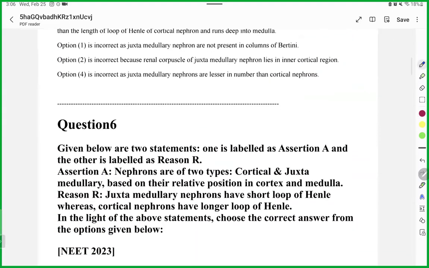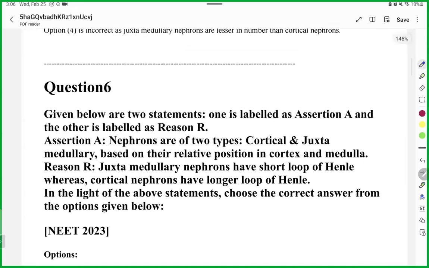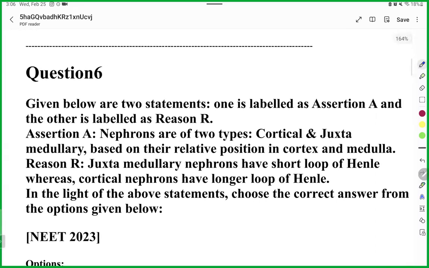So next, Anvita. Almost the same question, same topic. Nephrons are of two types. Second option, no, it's wrong. It has a long one. Juxtamedullary nephrons have a long loop of Henle and cortical nephrons have a short loop of Henle. Done.